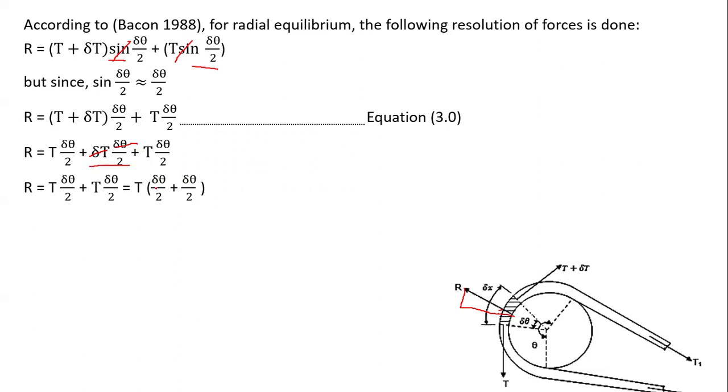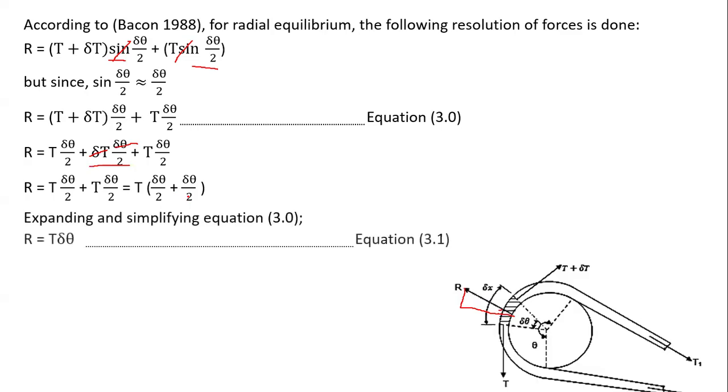Now, what is d theta over 2 plus d theta over 2? It's like half plus half. And the answer is just d theta. So t is still standing there. Then you have d theta. That's where we have our equation 3.1.